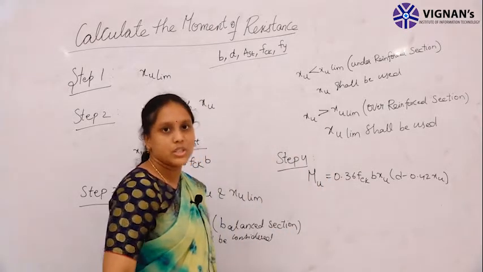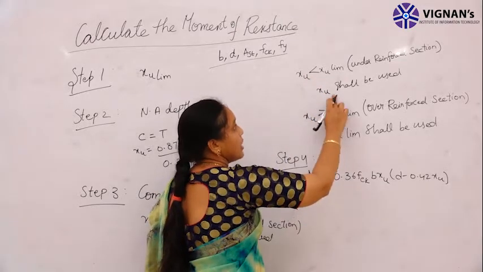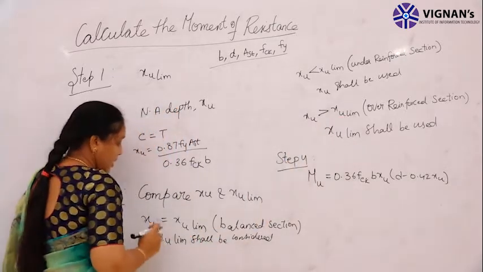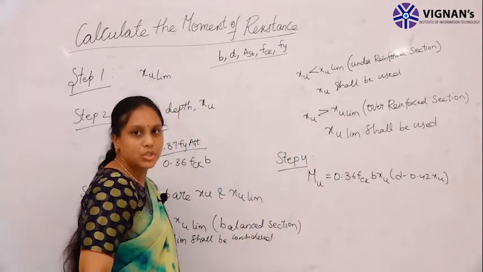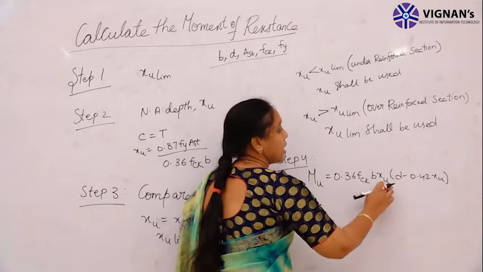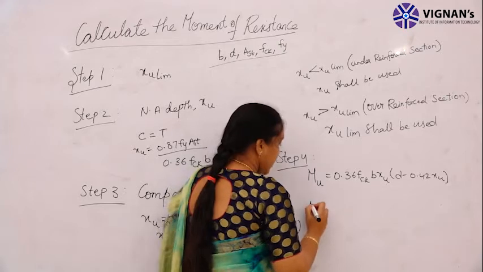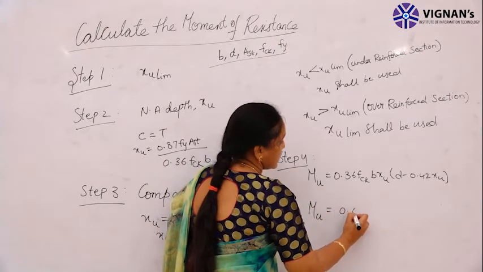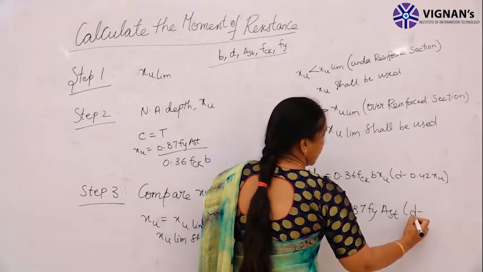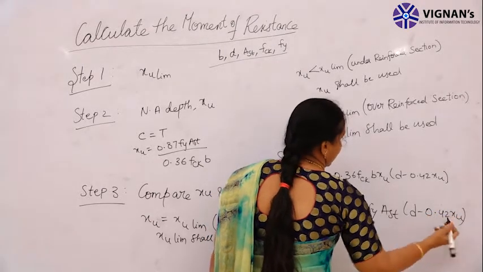If it is an under reinforced section, in place of XU you substitute the same XU. But for a balanced section as well as an over reinforced section, XU should be substituted by XU limit. If it is an under reinforced section, you can keep it as it is. In a similar way, the moment of resistance with respect to steel is found from 0.87 Fy into AST into D minus 0.42 XU.